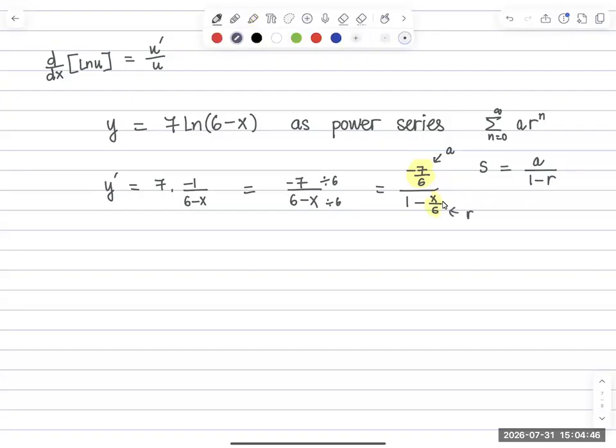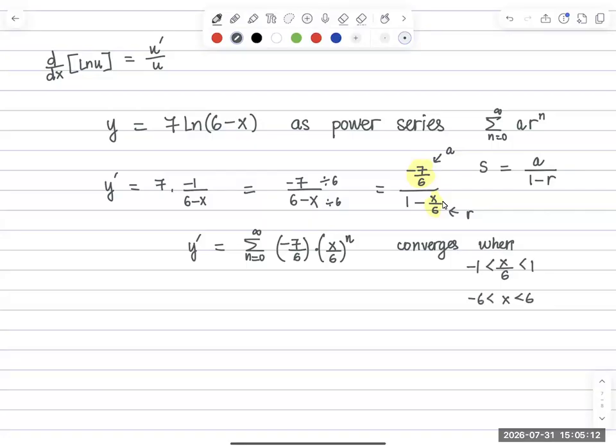Then that means my y prime can be written as the sum from n equals 0 to infinity of a, which is negative 7 over 6, times x over 6 to the power n. This series converges when x over 6 is greater than negative 1 and less than 1. So x is less than 6 and greater than negative 6. This is the interval of convergence.